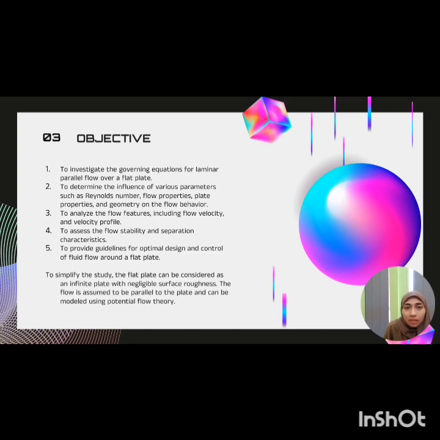To simplify the study, the flat plate can be considered as an infinity plate with negligible surface roundness. The flow is assumed to be parallel to the plate and can be modeled using potential flow theory.